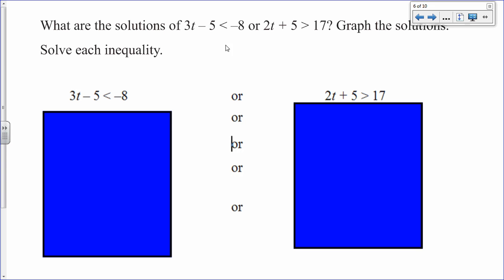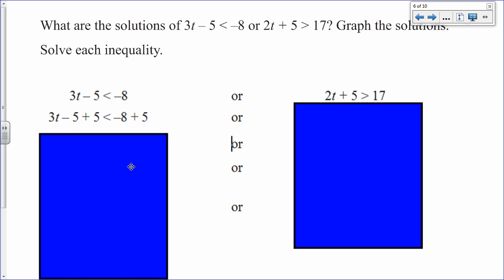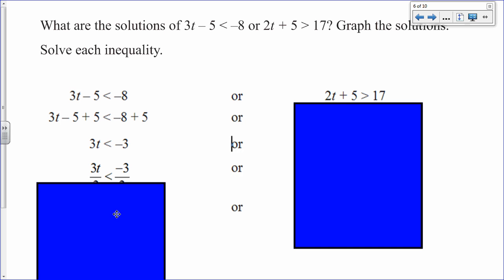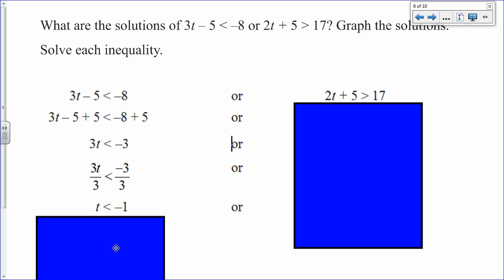Okay, here's another example. Here, what are the solutions of 3t minus 5 is less than -8, or 2t plus 5 is greater than 17? Again, you're going to solve each inequality separately. Here on the left, we're adding 5 to both sides. We're then going to divide each side by 3, and we have t is less than -1.